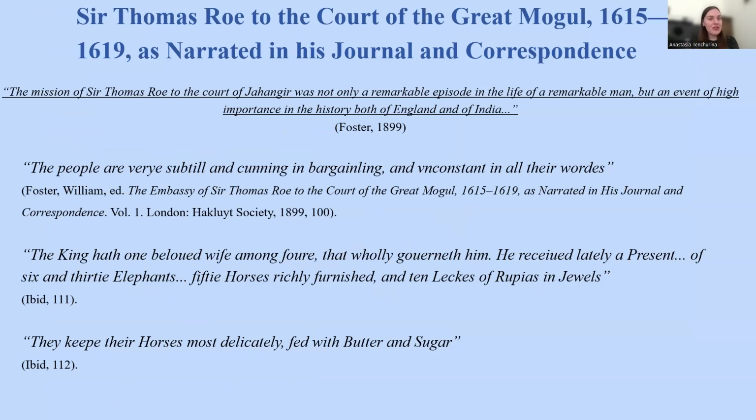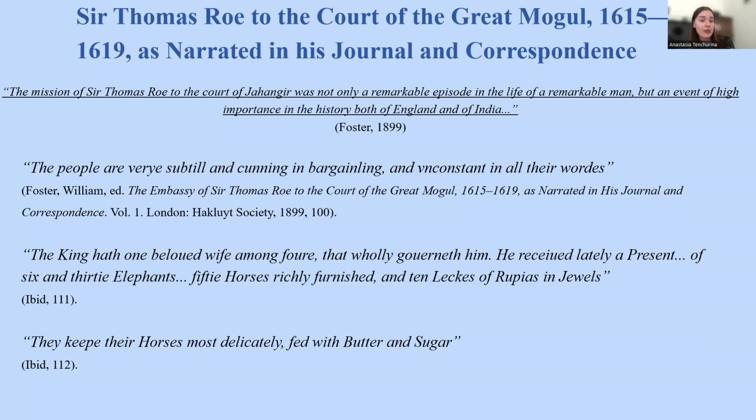So the first travel account I discuss is Sir Thomas Roe's embassy to the court of Jahangir between 1615 and 1618. Sir Thomas Roe was the English ambassador who was sent to the Mughal court during the reign of James I. His mission was significant for the early history of English relations with India because it was connected with the attempt to secure firmer commercial positions for the English traders at the Mughal court. The edition I use here is The Embassy of Sir Thomas Roe to the Court of the Great Mogul, printed for the Hakluyt Society in London in 1899.